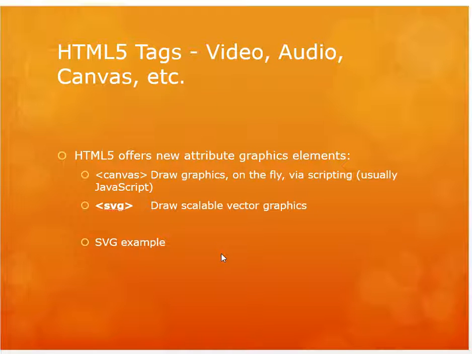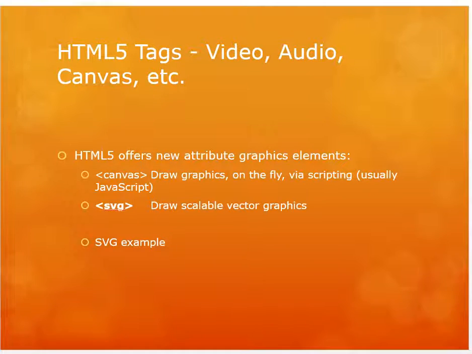HTML5 also has two exciting elements, which are really the graphics elements: Canvas and SVG. SVG stands for scalable vector graphics, and it's used to define graphics for the web. SVG has several methods for drawing paths, boxes, circles, text, and graphical images. So we're going to do an example here.